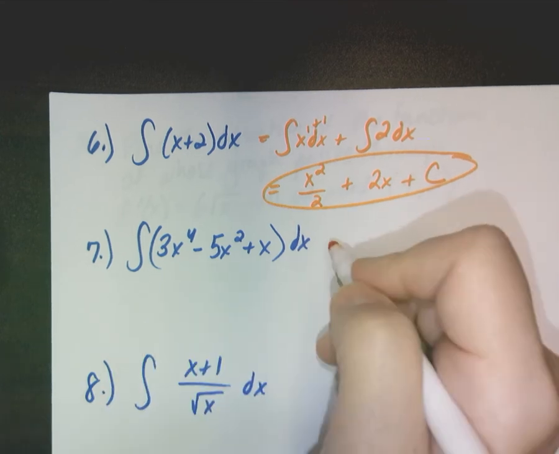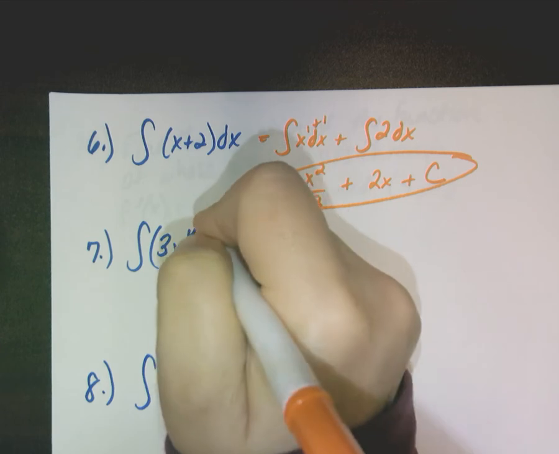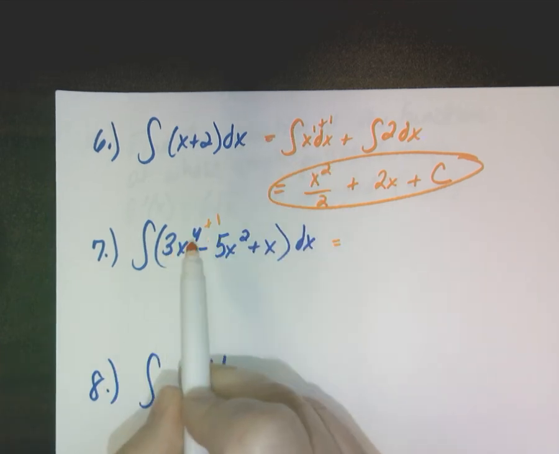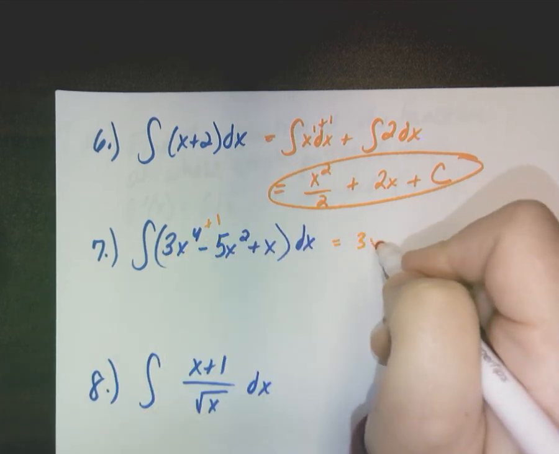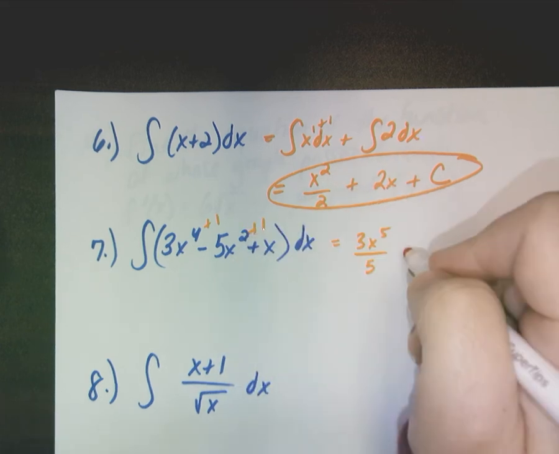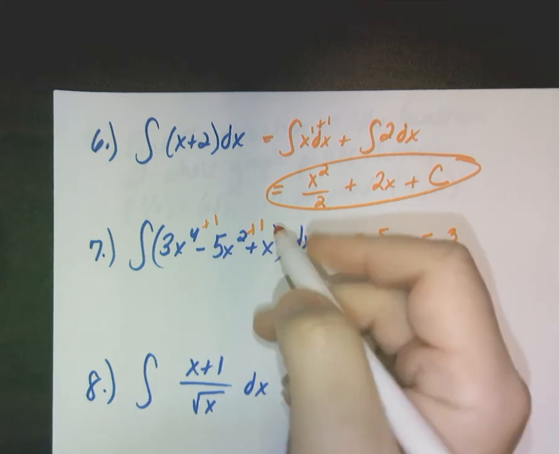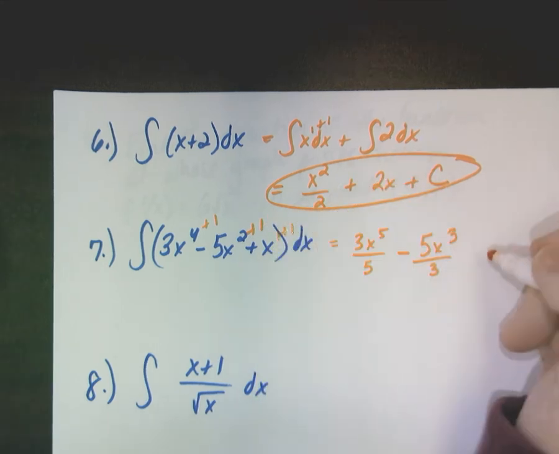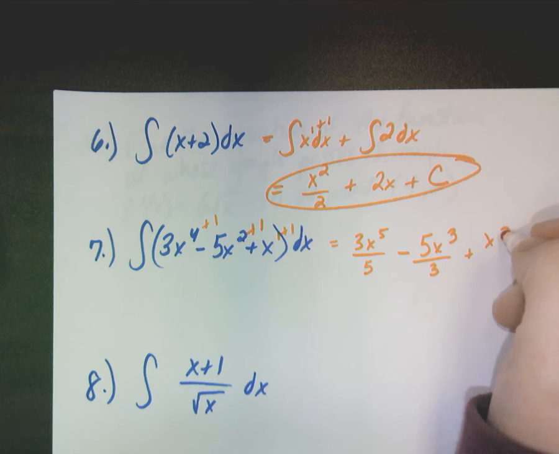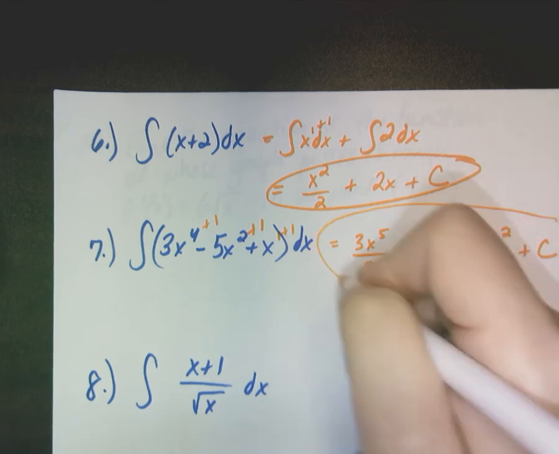Let's do that again. Take the integral of each one separately. So, you add 1, would be to the 5th, and divide by 5. Add 1. That'd be minus 5x to the 3rd, and divide by 3. Add 1 to the 1 already there. x squared, divide by 2. And then don't forget, plus c.